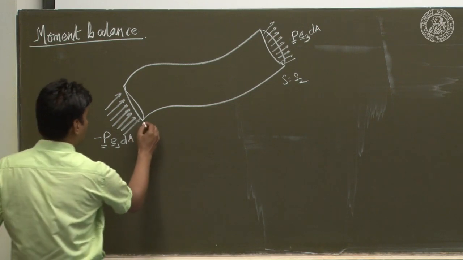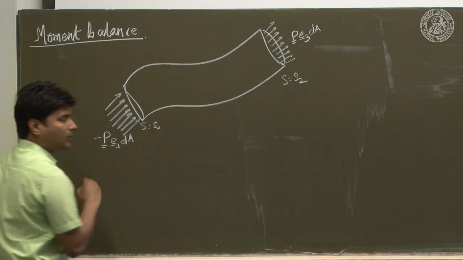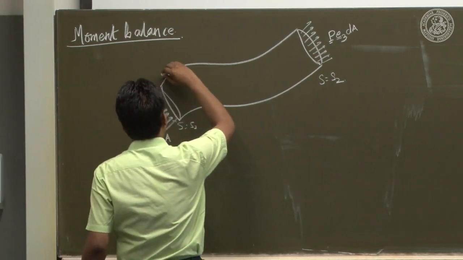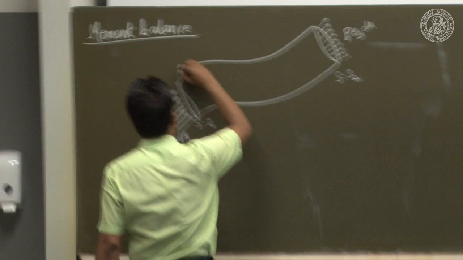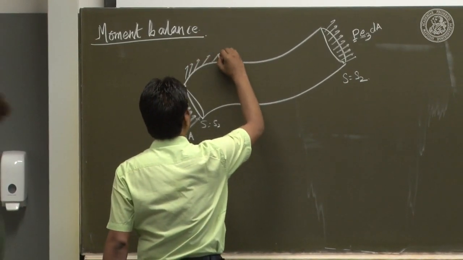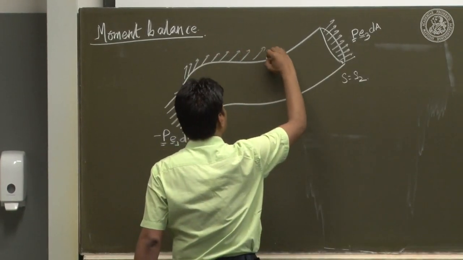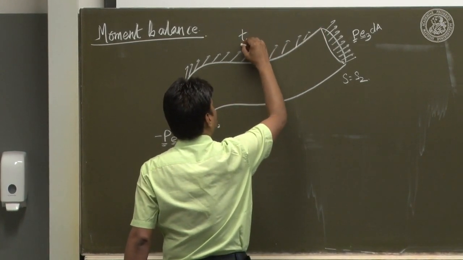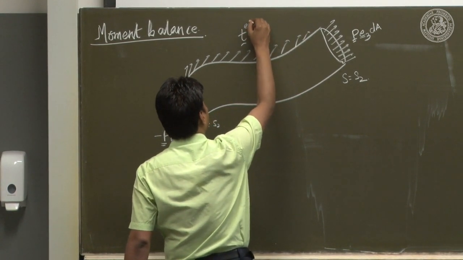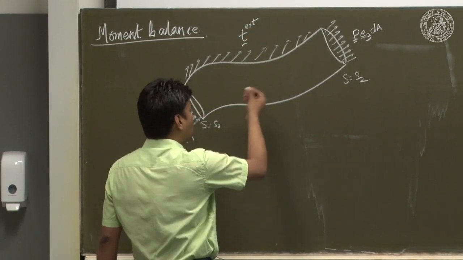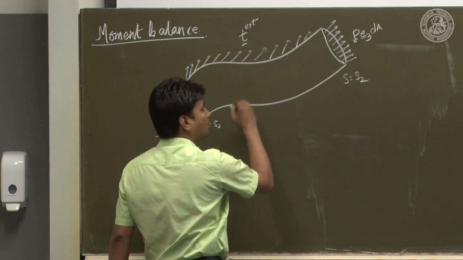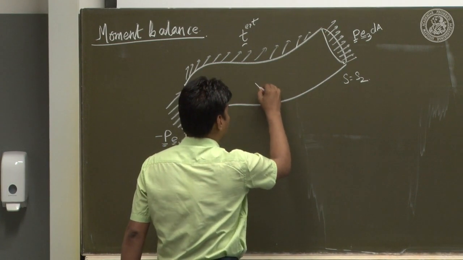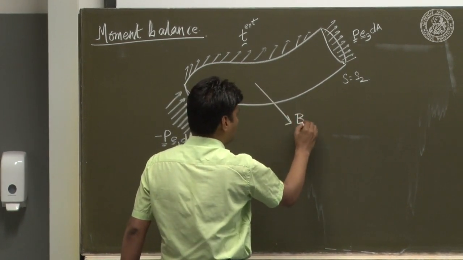Okay, so that's S equal to S2, and then you have on the lateral surface the external tractions, which I guess we denoted by T external, and you also have the body force, of course, acting everywhere within the volume. So you could denote that by B.